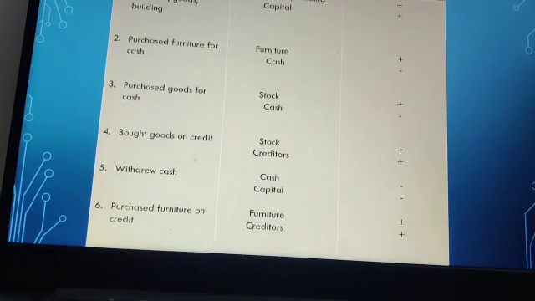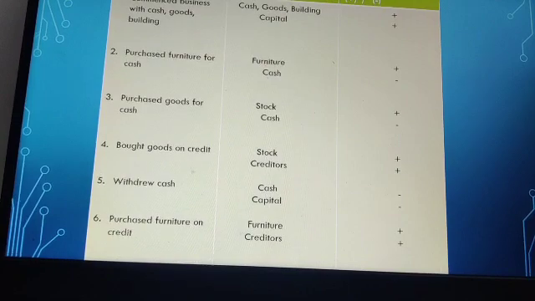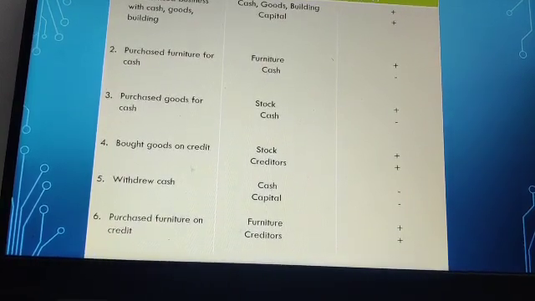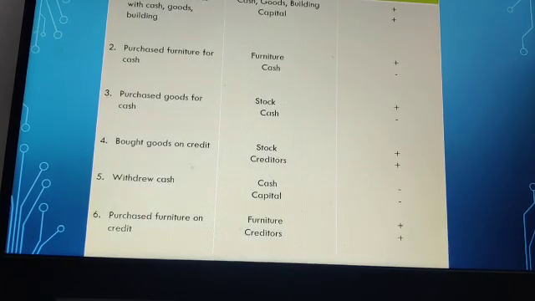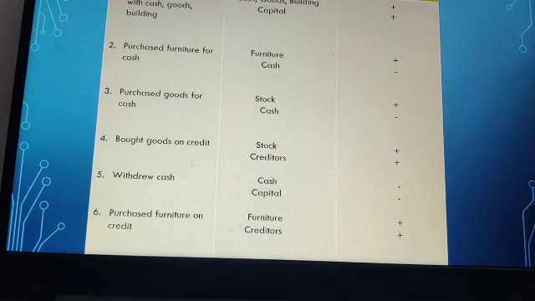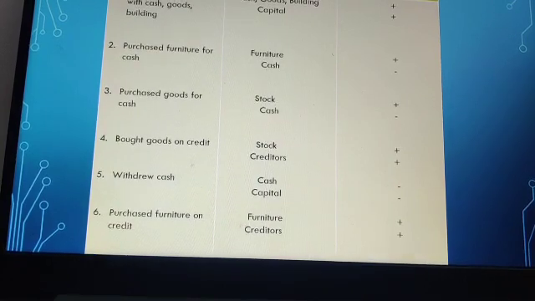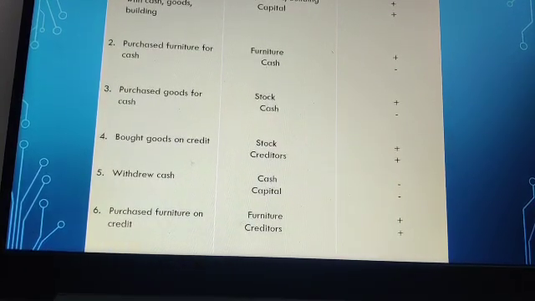Next comes withdrew cash. Withdrew cash, basically your drawings: cash to be deducted, capital to be deducted. When we commence the business with cash, we increase the cash. Similarly, we increase the capital also. However, if we are withdrawing the cash, then we reduce the capital and reduce the cash also with the corresponding amount.